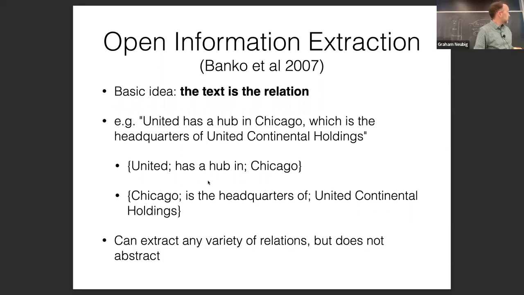So this can extract any variety of relation, because anything that's expressed in text, you can extract in this way. But the issue is that this doesn't abstract. So for example, you could have "United has three hubs in Chicago, Dallas, and something else." And then the relation would be "has three hubs in." And then there's all kinds of other types of ways that you could say the same information.